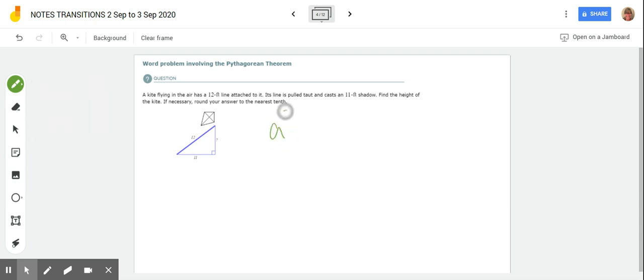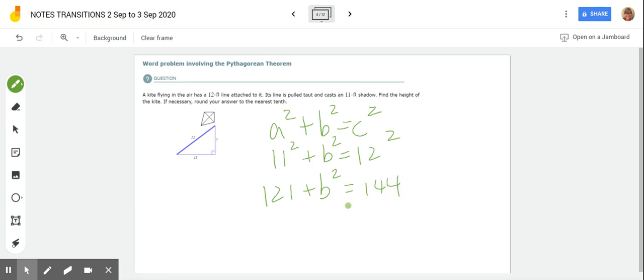All right, again, formula. Since it's a right triangle, we know we can use the Pythagorean theorem. We're going to go 11 squared plus b squared, which is going to be the height, is equal to 12 squared. This is 121 plus b squared equals 144. Subtract 121 from both sides. 4 minus 1 is 3, 2, 23. So b is equal to, and it says, if necessary, round your answer to the nearest tenth.